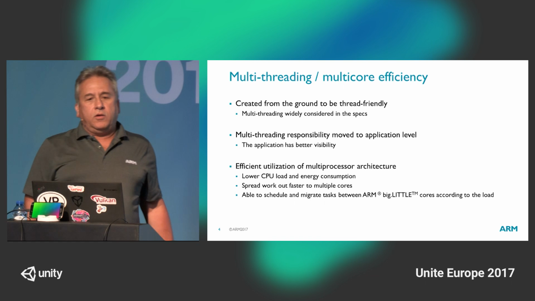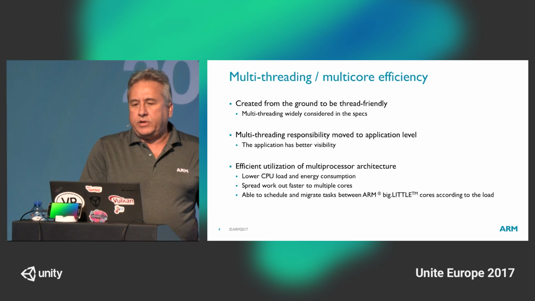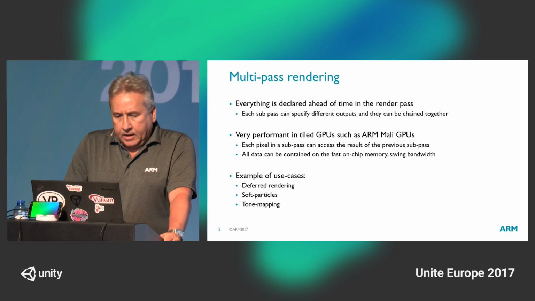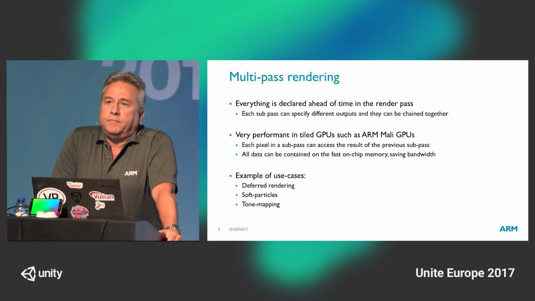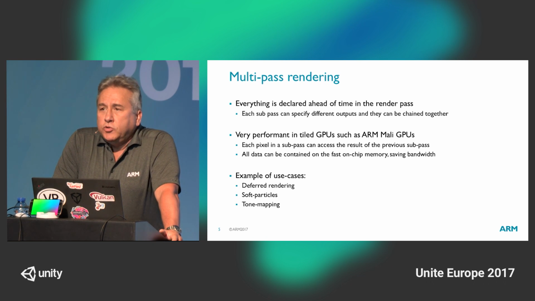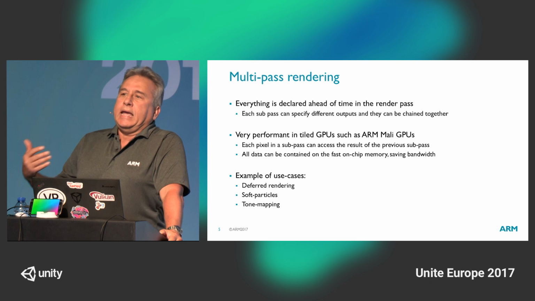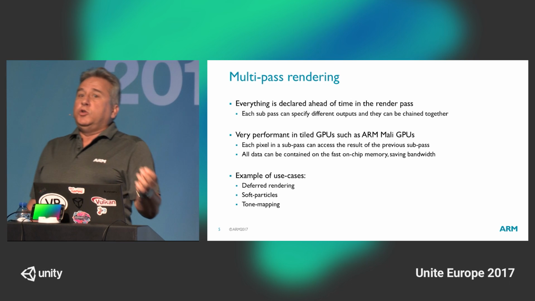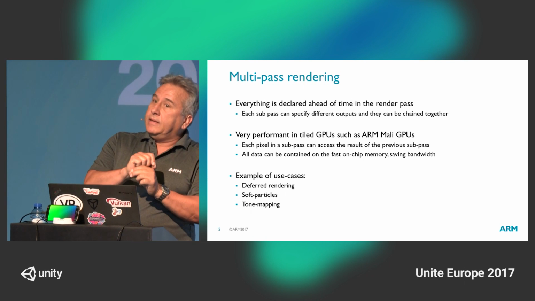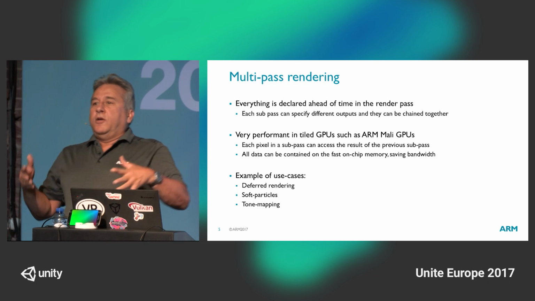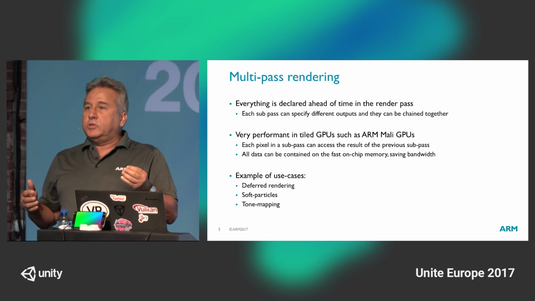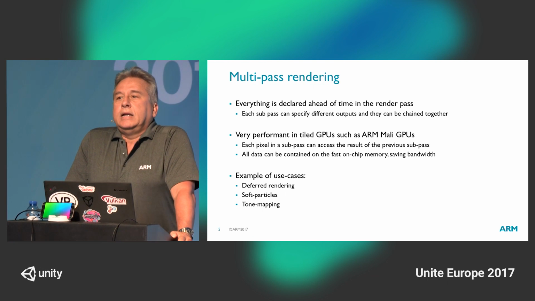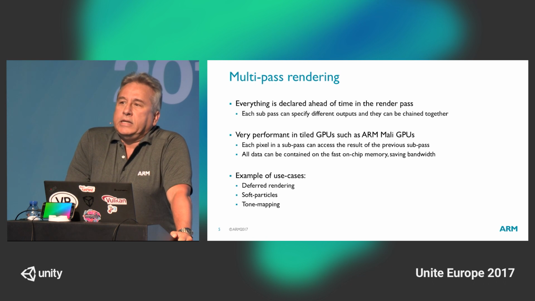Let's have a look now at the multipass rendering feature. This feature is conceptually very similar to pixel local storage introduced by ARM in 2014. The beauty of multipass is that you declare everything ahead of time. So you can have multiple subpasses. You can define different outputs for each subpass, and you can chain them together. It means for the current subpass, you can have as an input the output of the previous subpass. Multipass is especially performant on tiled GPUs, such as ARM Mali GPUs.